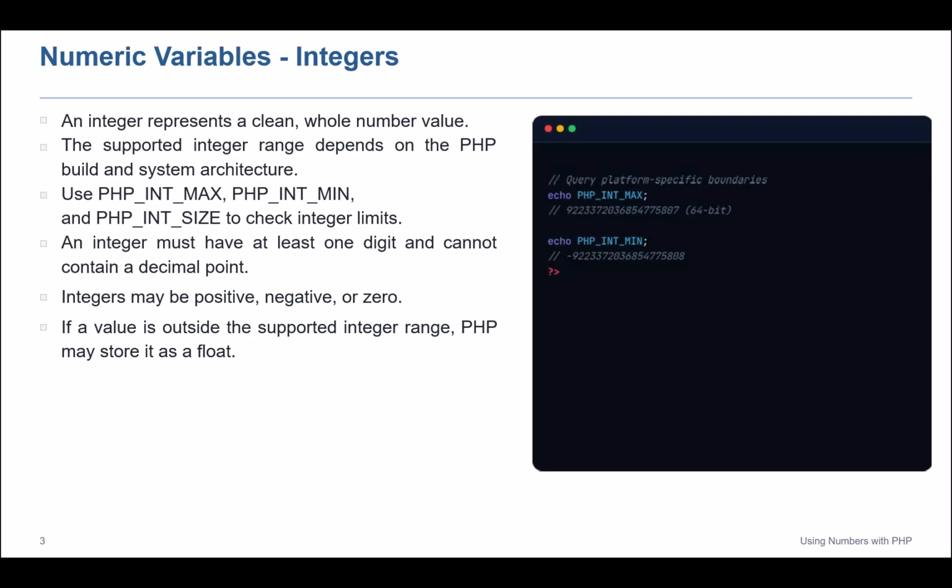You can check the integer limits for your PHP installation by using the constants PHP_INT_MAX, PHP_INT_MIN, and PHP_INT_SIZE. If a number is outside the supported integer range, PHP may store it as a float. PHP does not have a separate built-in decimal data type.